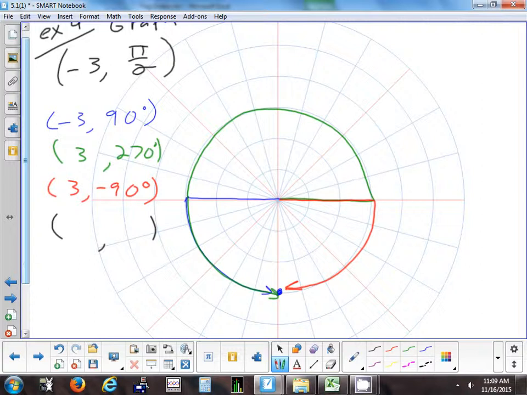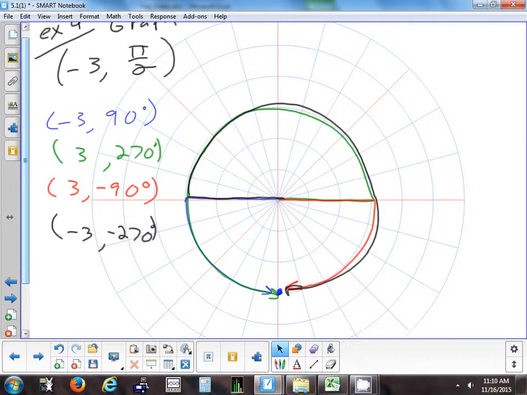What do you think the radius is going to be, Charlie? Negative 3. Yep, negative 3. So this time we go left 3, and then negative 270. That's clockwise this way. So how many ways are there to get to that point? 4. Yeah, there's 4 basic ways to get to any point in polar. You have a choice of left and right, that's 2 choices. And then you have a choice of clockwise or counterclockwise. So you have 4 different ways to get to every point.